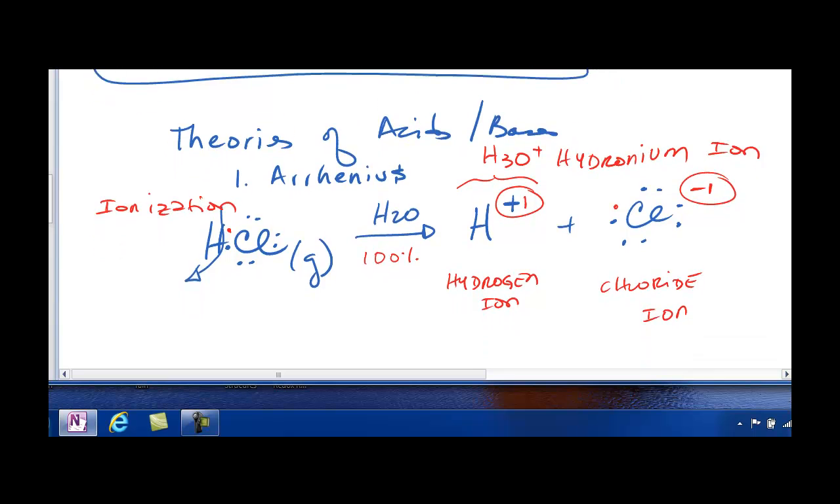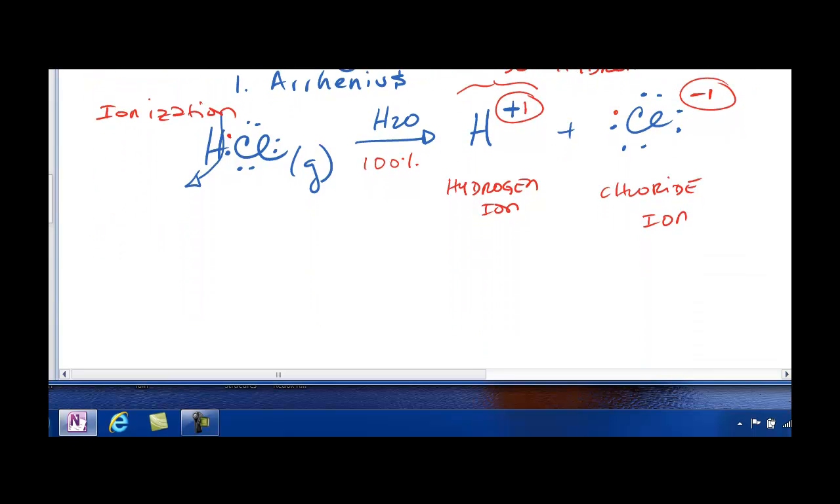As opposed to, if I consider HF. Is HF an acid? Yeah, it's an acid. So what am I saying an acid is? It's a substance that produces what? Hydrogen ion. That's exactly what Arrhenius defines. But now I have an arrow back, meaning, is this a strong acid? It is not a strong acid. It is a weak acid.